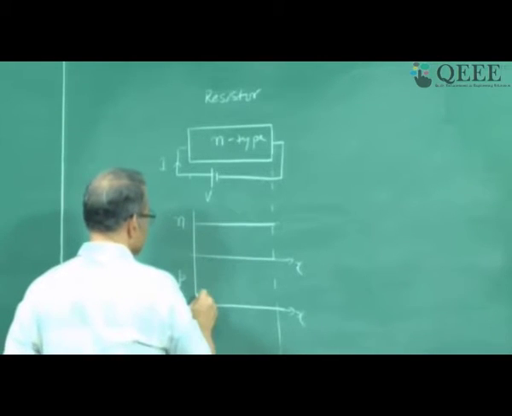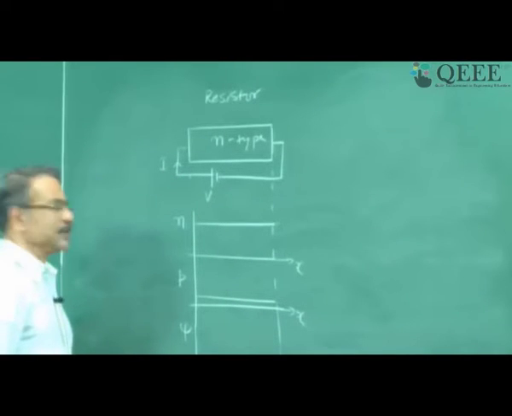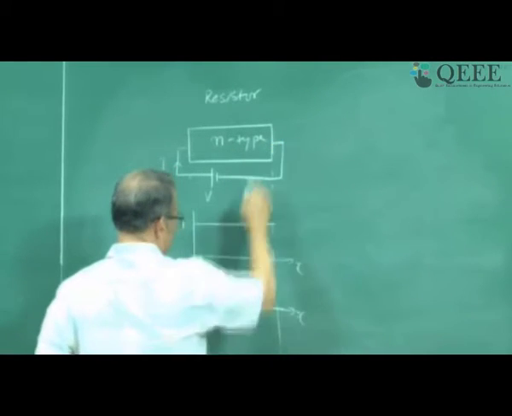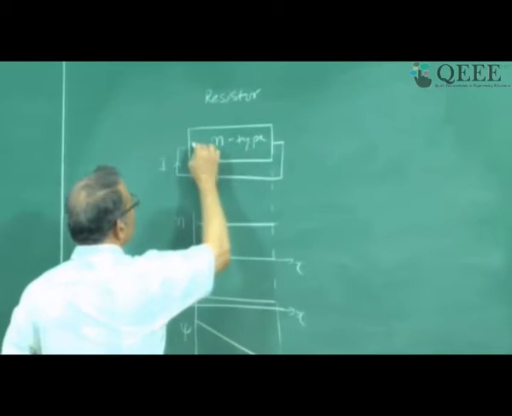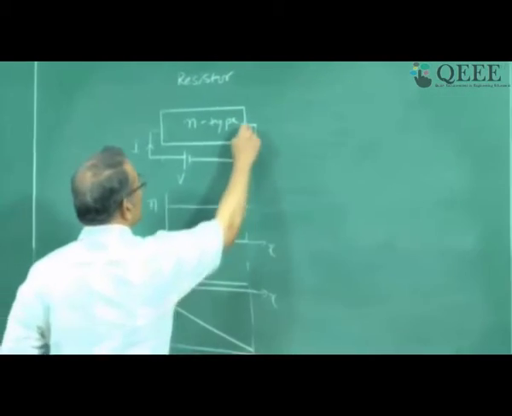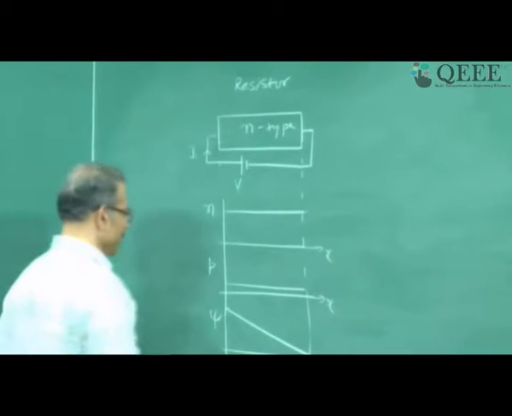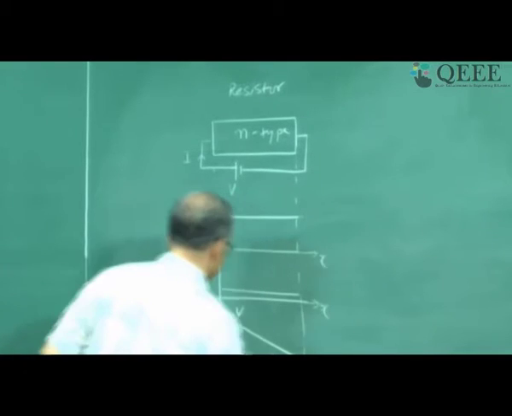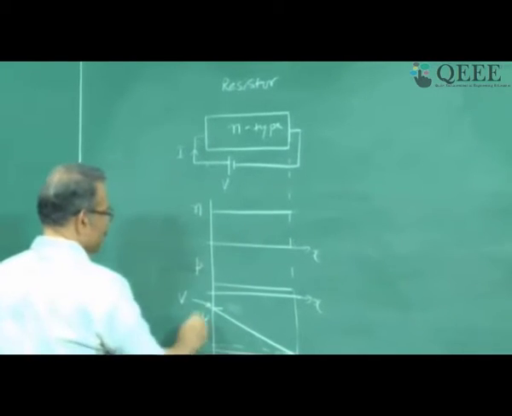Hole concentration on the same scale will be much less as a function of distance. Potential, how is it varying? You see, the left hand side is positive, the right hand side is negative. So your potential varies linearly because it is a uniform semiconductor, from one value to another value. If I assume the potential on the right hand side to be 0, then the potential on the left is equal to V, that is the voltage V. So here it is V and here it is 0. So this is the psi variation.